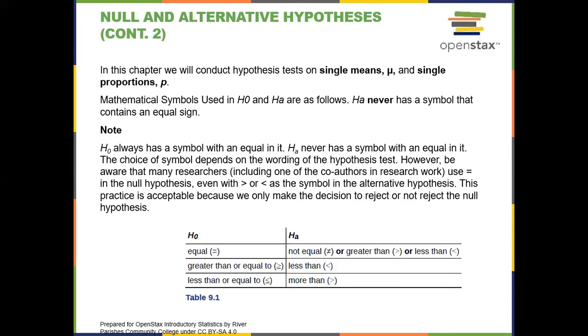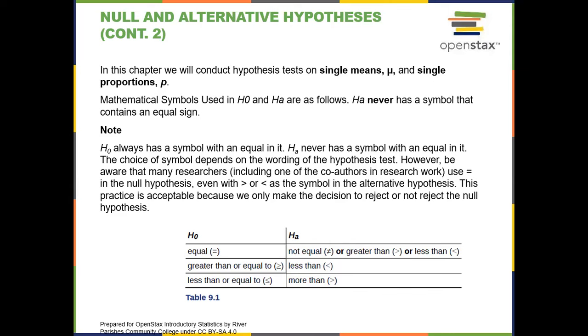In this chapter, we conduct hypothesis tests on a single mean, mu, the population mean, and a single proportion, p, the population proportion. Mathematical symbols used in H0 and HA: H0 is the null hypothesis, HA are as follows. HA never has a symbol that contains an equal to sign. As I mentioned, the equal to sign is only in the null hypothesis. Note, H sub 0 always has a symbol with an equal to sign in it. H sub A never has a symbol with an equals in it. The choice of the symbol depends on the wording of the hypothesis test.